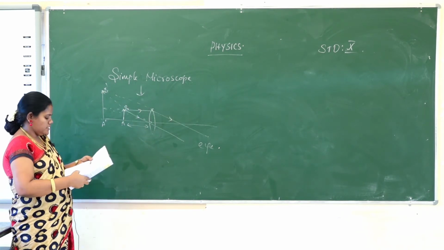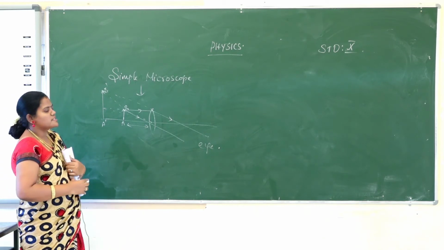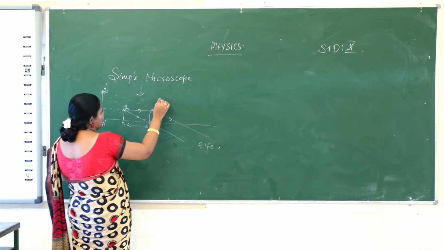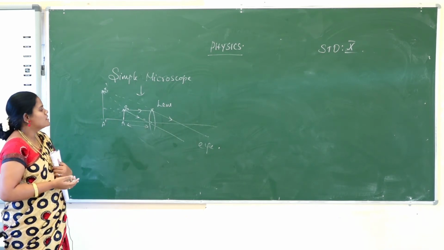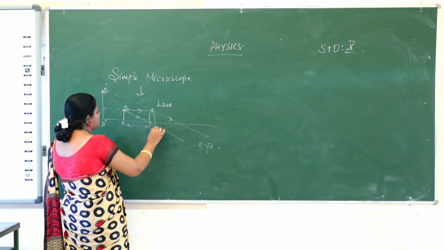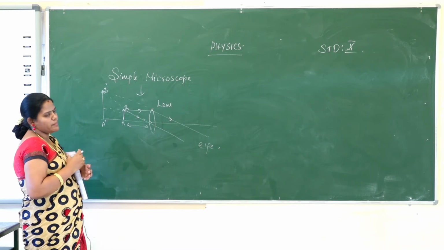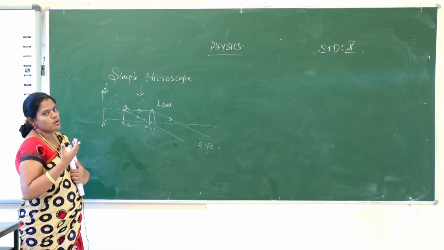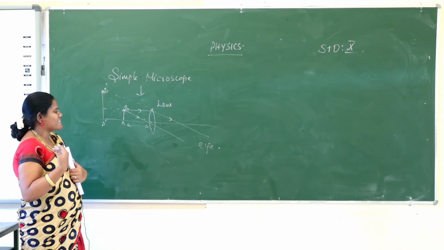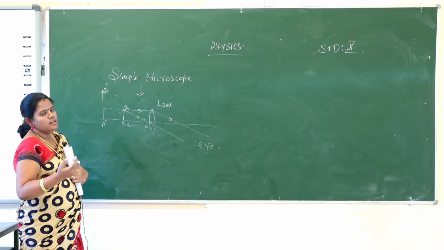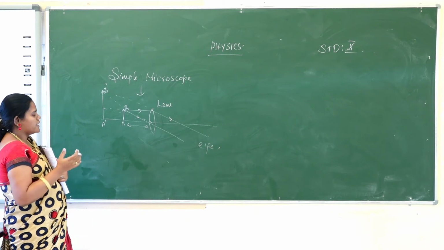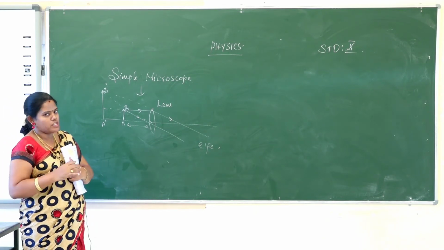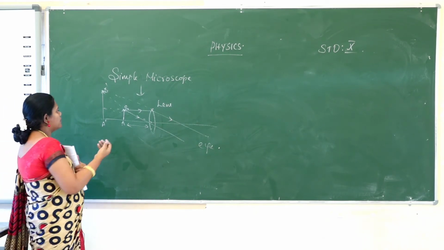Okay, there is a simple microscope. Which lens will be used in the simple microscope? That is a convex lens. The convex lens is kept at the center part of the microscope, and then you place the object in front of the convex lens. You keep the eye behind the lens, so that the lens will magnify the image of the object in front of it.